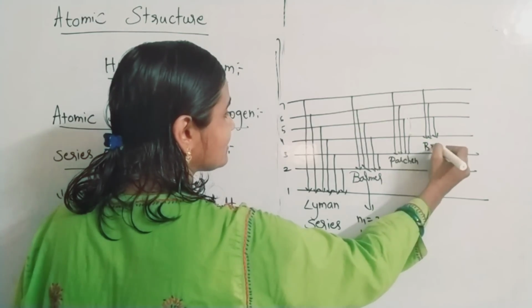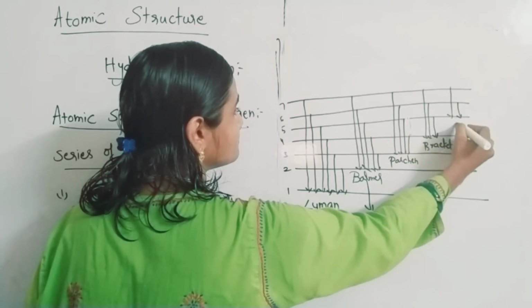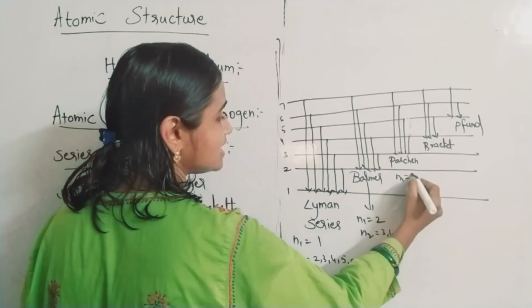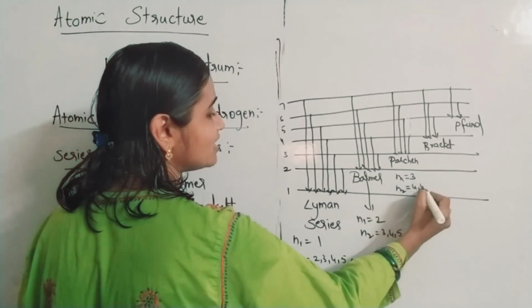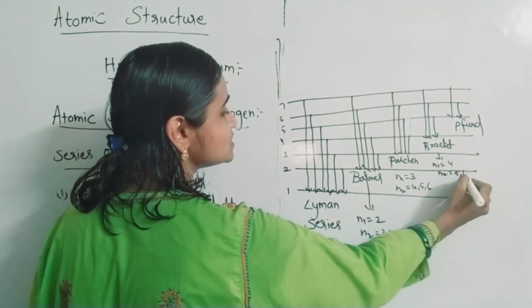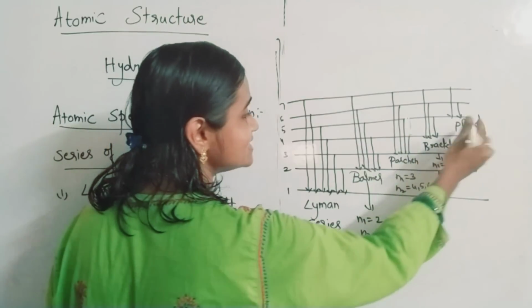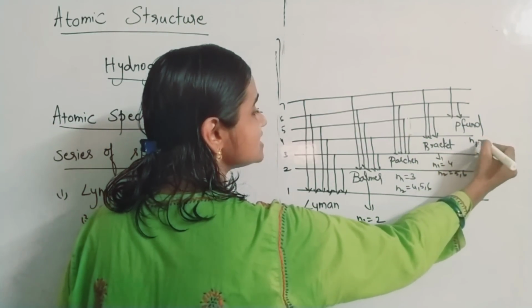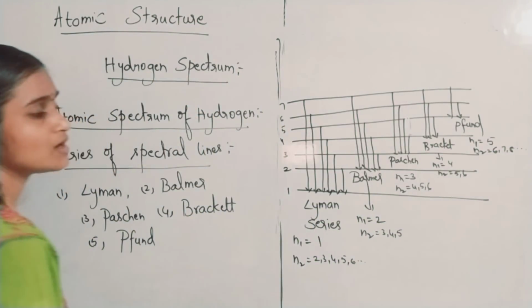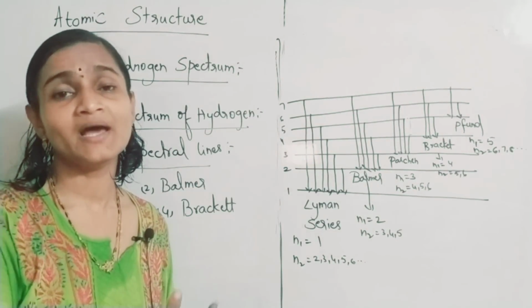Brackett, Pfund. So here, for Paschen, N1 is 3, N2 can be 4, 5, 6 and so on. Here N1 is 4, N2 can be 5, 6 and so on. Any of the higher energy levels to the fourth orbit, if they return back, you will find Brackett series. And in the case of Pfund series, N1 is 5 and N2 can be 6, 7, 8 and so on. So accordingly you have a series of spectral lines, and these are very well explained by Niels Bohr.